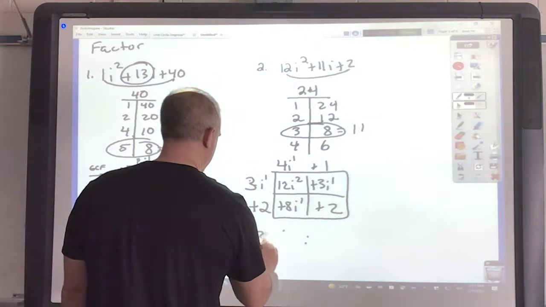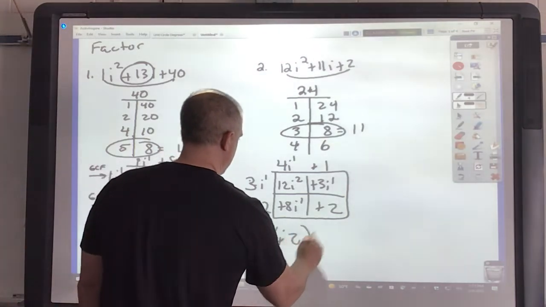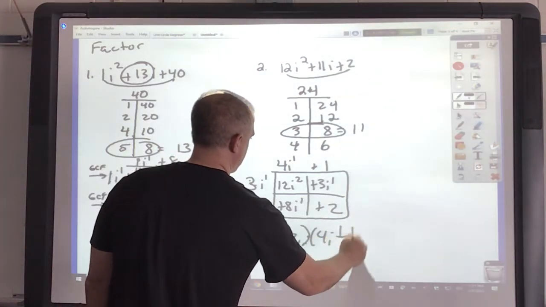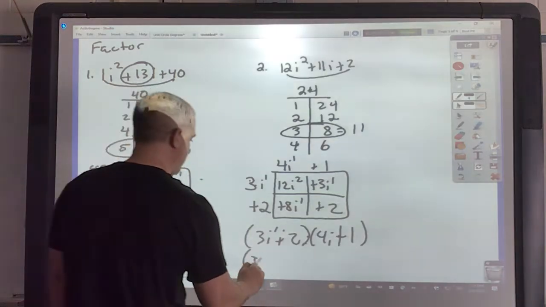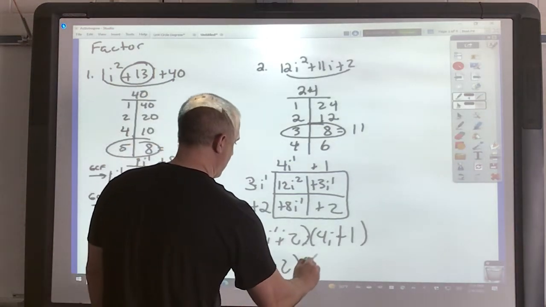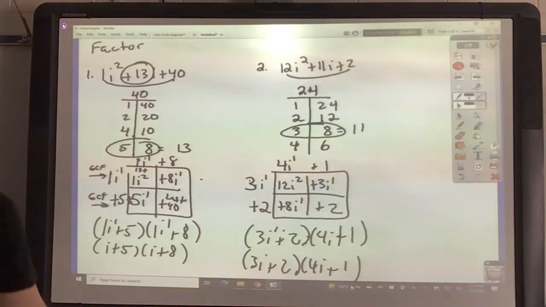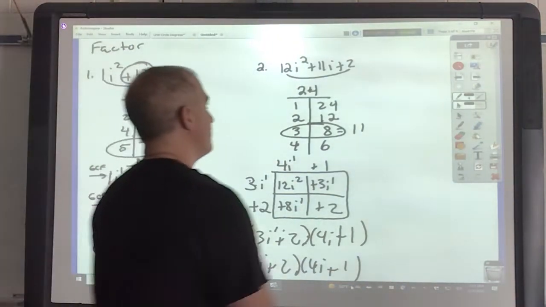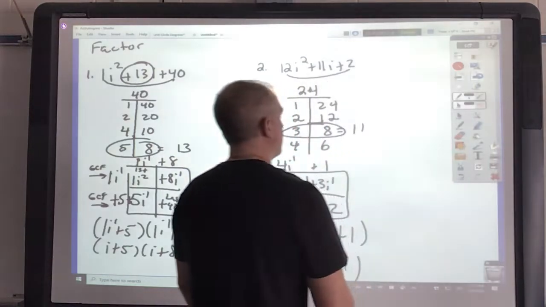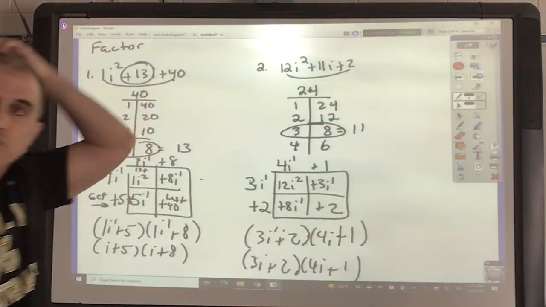So my factors are 3i to the first plus 2, 4i to the first plus 1. Okay? You can write that as 3i plus 2, 4i plus 1. If the letter is x, you use x. If the letter is a, you use a. It's that simple. Okay? All right, so let's go on to a couple more examples.